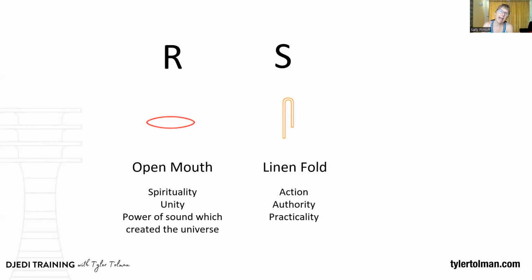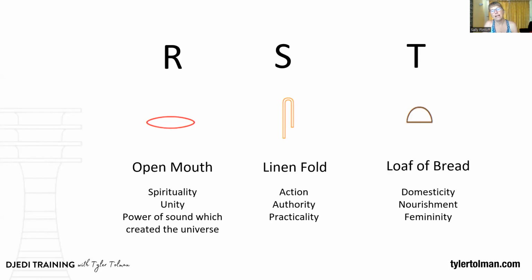So it represents action, authority, and practicality. You know, ministers are responsible for getting things done. They're in positions of authority. They're practical people that have to work out solutions to problems for the people. T is a loaf of bread. It's brown, and it represents domesticity, nourishment, and femininity.